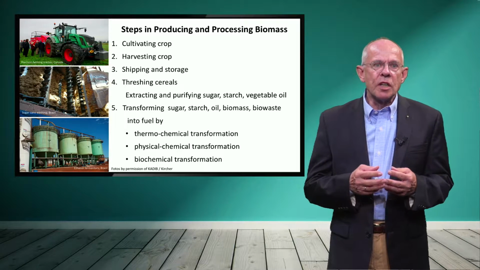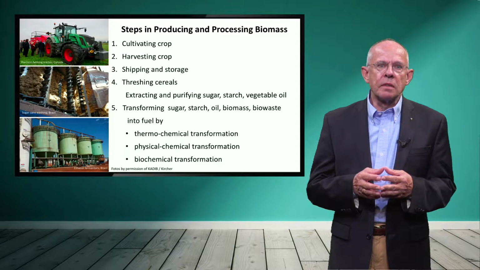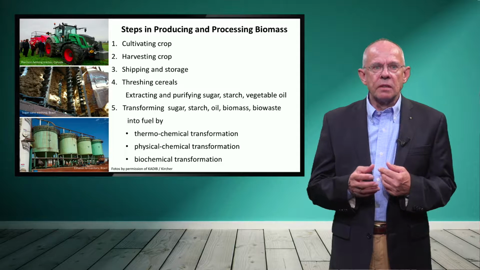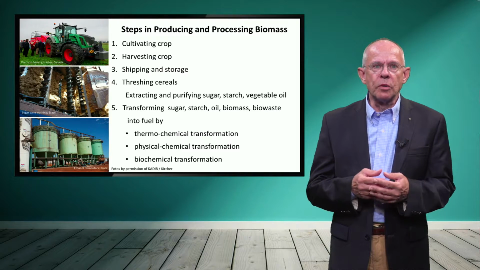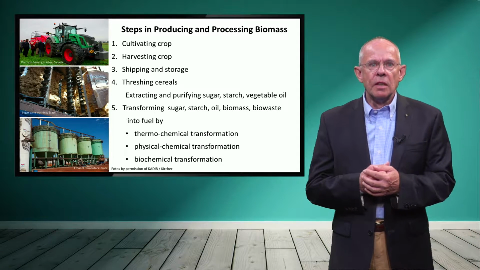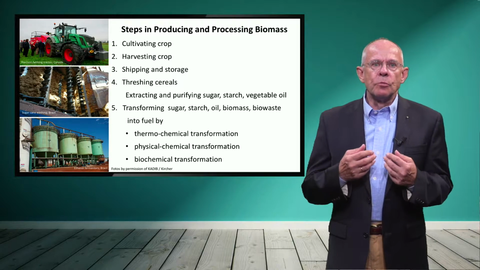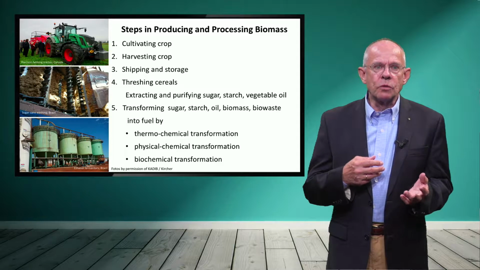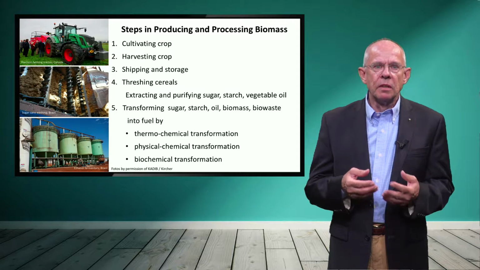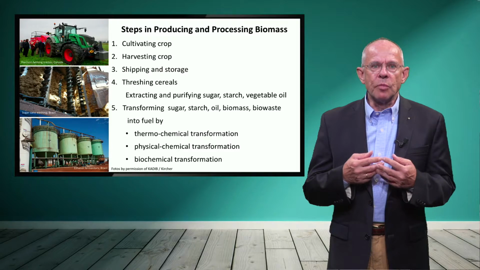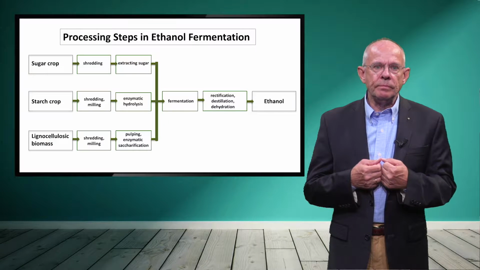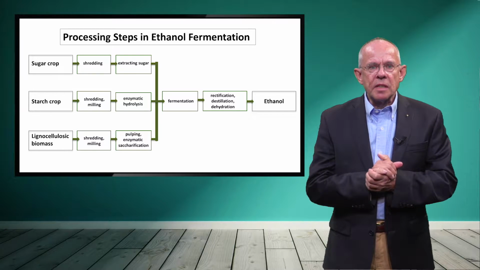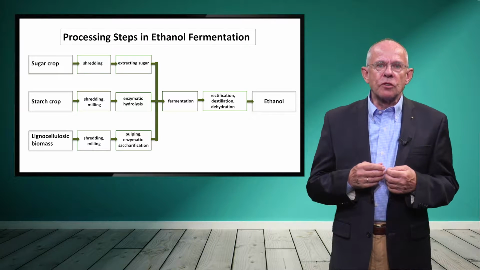Mostly only a limited share of the biomass is further processed and ingredients are separated. Therefore, grain is threshed and sugar, starch and oil crop are pressed and extracted. Finally, the resulting purified sugar, starch, oil and residuals are transformed to fuel by thermochemical, physical chemical and biochemical methods. Now let's look at these technologies. The first example I want to show is the production of bioethanol.